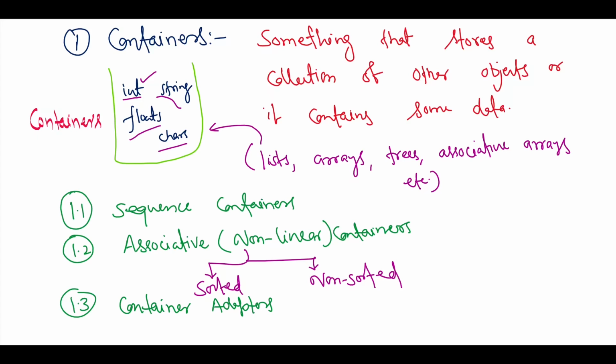The first two, sequence and associative non-linear containers, are collectively known as first class containers. Now we are going to discuss all these three in much detail. So let's begin with sequence containers first.